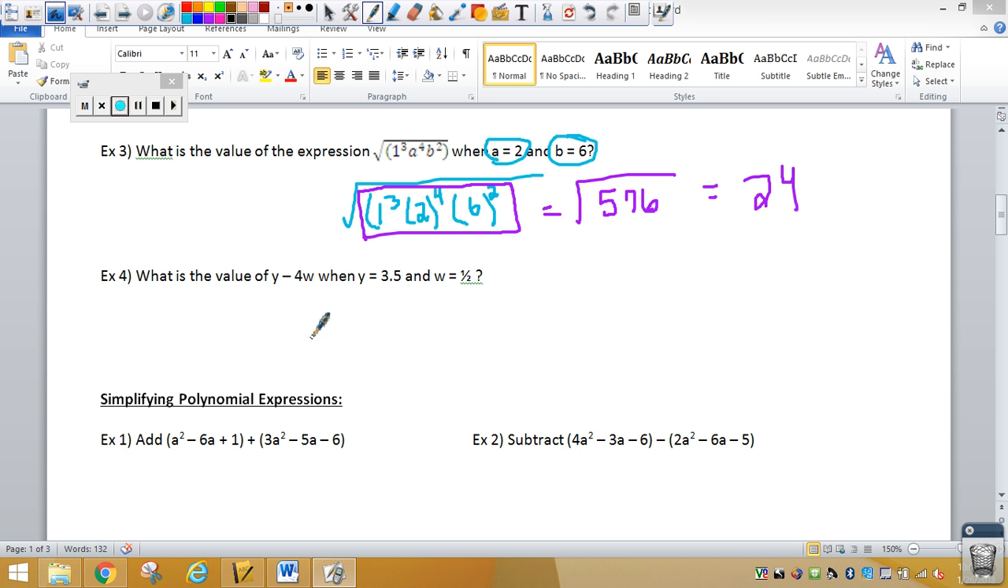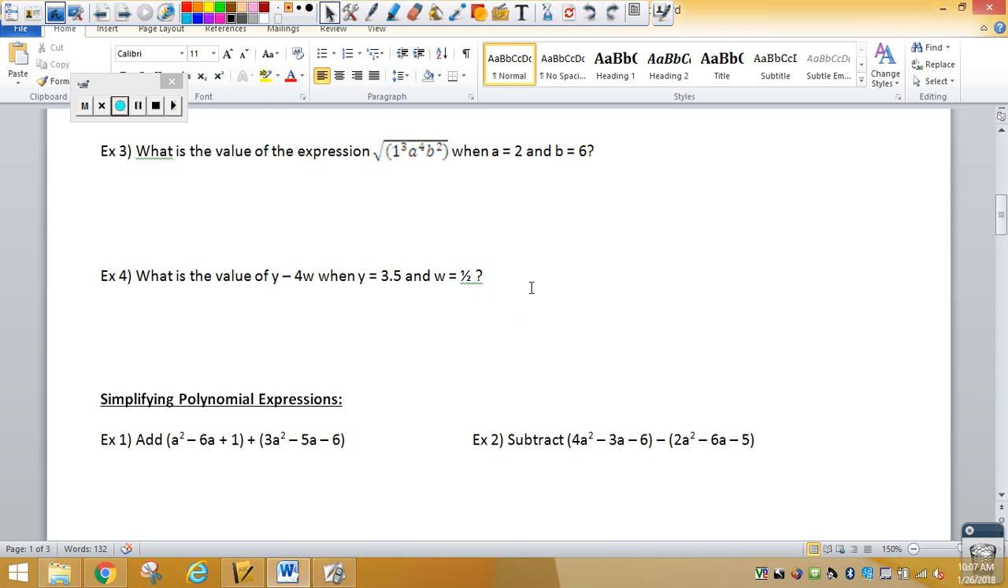Example 4, I know y. Y is 3.5 minus 4, but I know w. W is 1/2. Again, just type it in your calculator. 3.5 minus 4 times 1/2 is 1.5.